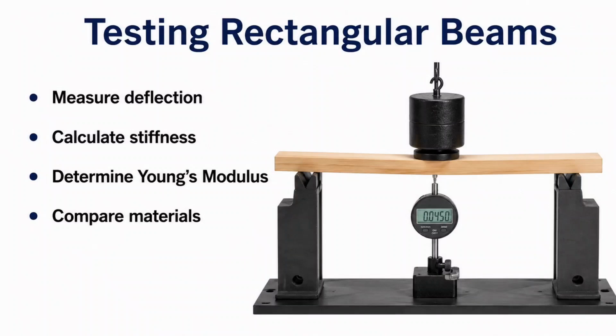In the previous lesson, we introduced Young's modulus and several important material properties. In this lesson, we will examine a simple beam test that engineers use to evaluate materials. By applying a known load and measuring the resulting deflection, we can calculate stiffness and estimate Young's modulus. These measurements allow us to compare different materials and better understand how they behave under load.